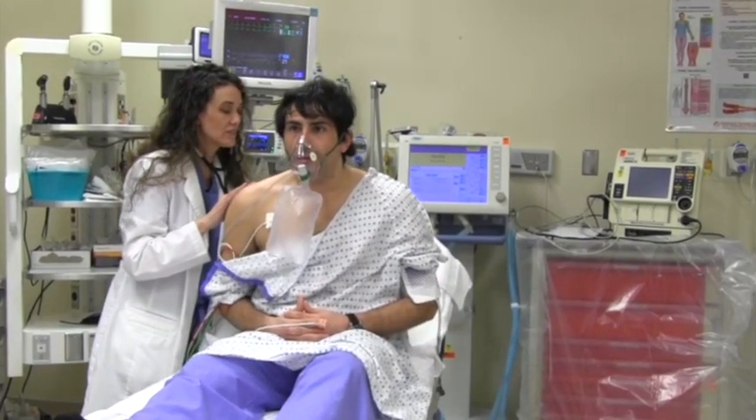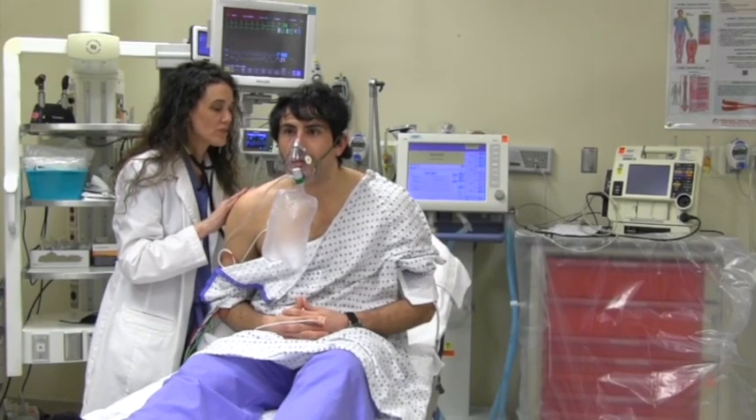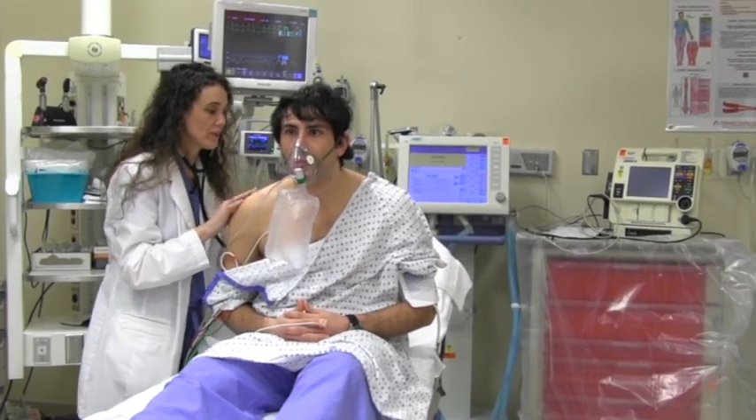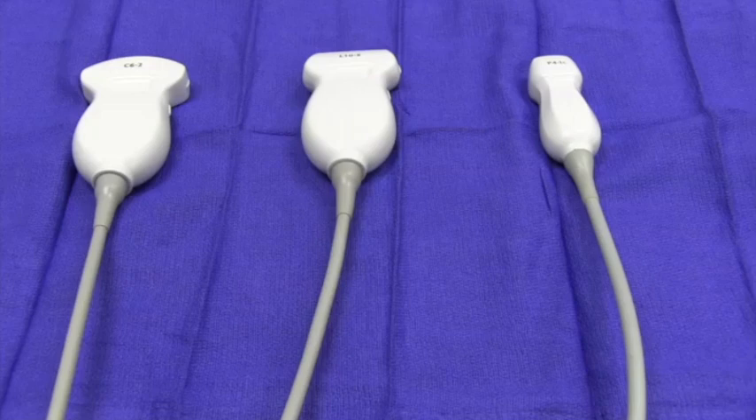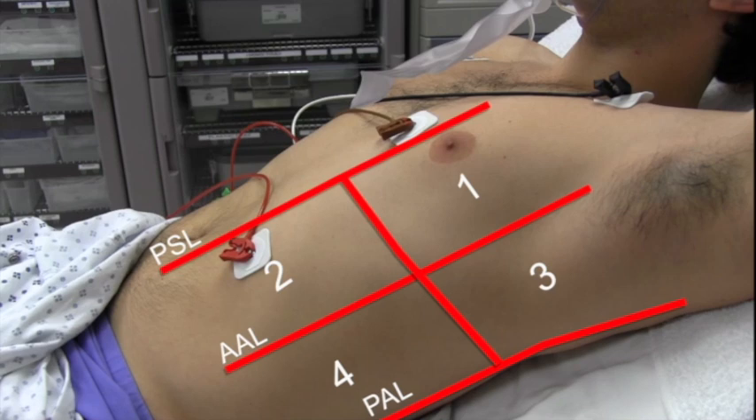Deep breath in and out. Once more. And then lay back. Lung ultrasound can be performed with low or high frequency transducers. Divide the thorax into 4 areas to scan.